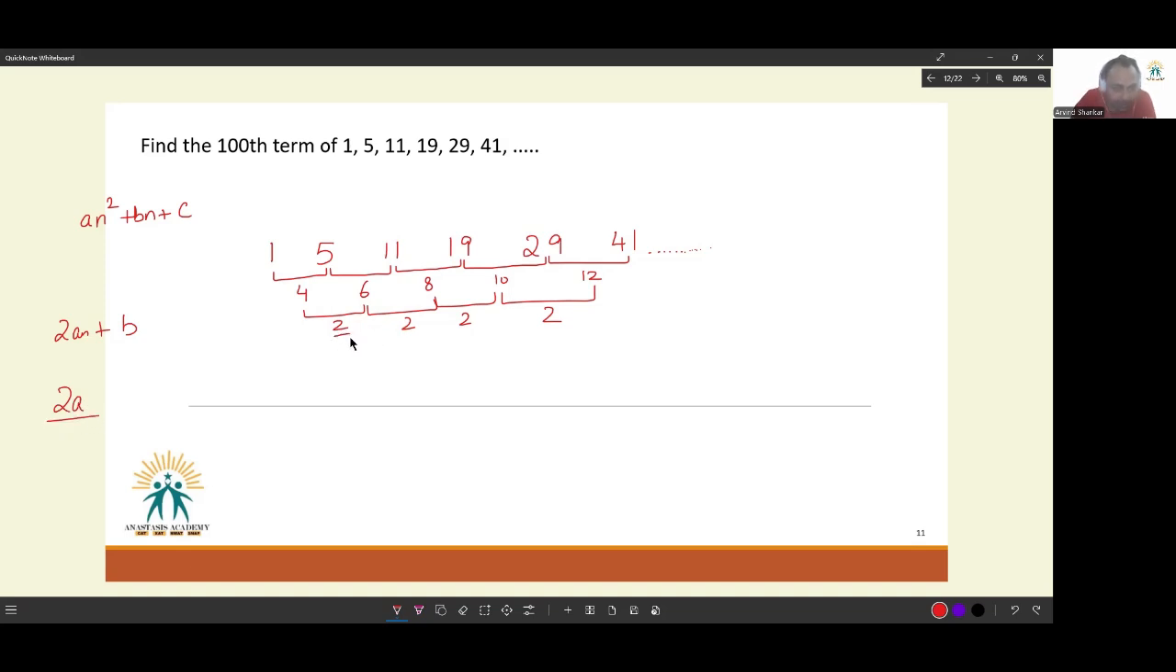Now, the double differentiation of this expression leads me to 2. First differentiation leads me to 2an plus b. And second differentiation leads me to 2a. Can you see that double differentiated outcome is 2? Which means 2a is 2. Which tells me a has to be 1. I can directly jump to a being 1.